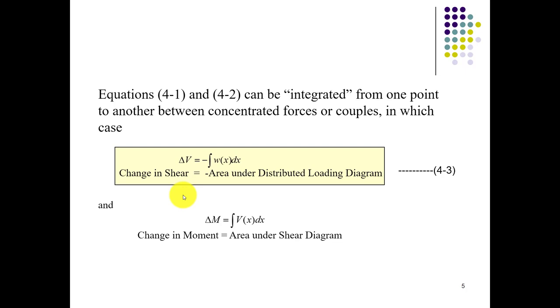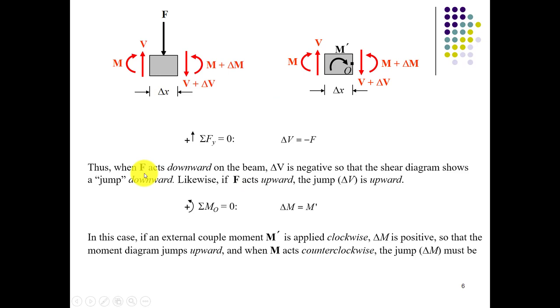So in this case, when the force F acts downward on the beam, then the delta V would be negative, because it is in the downward direction. Delta V is basically the change in the shear value by the application of the force F.